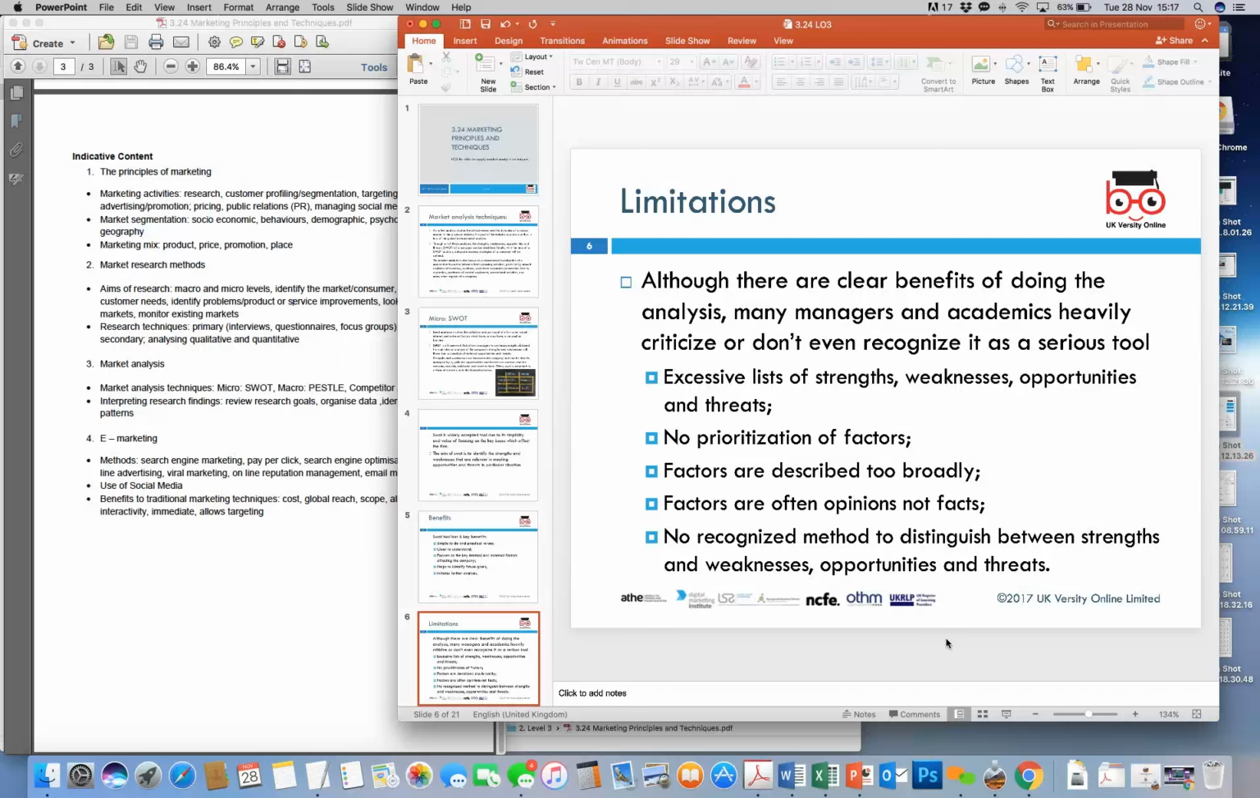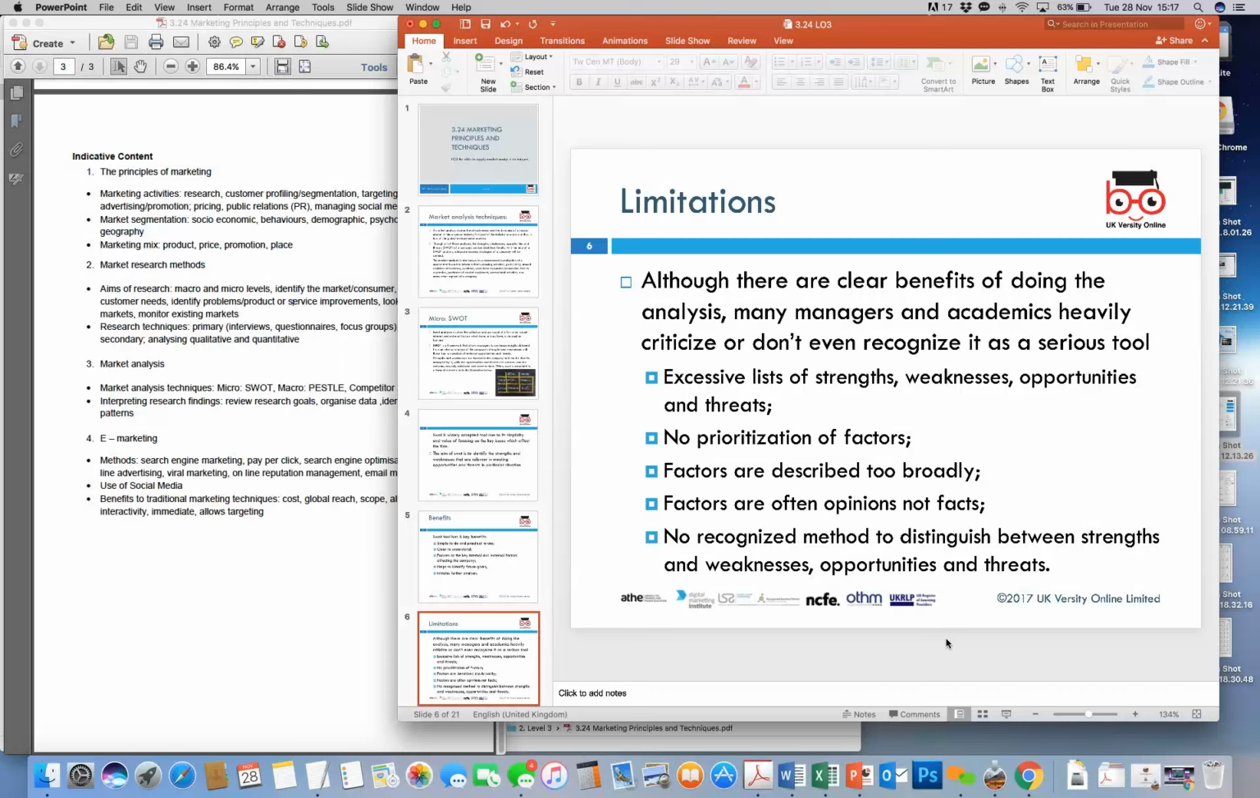Now, some of the limitations are that sometimes you get to see that many managers, because it's a simple tool, will not consider it a serious enough exercise in terms of study being put together, because it only looks at you and the company or the business in question, but does not look at, in general, the larger environment in which the business operates.